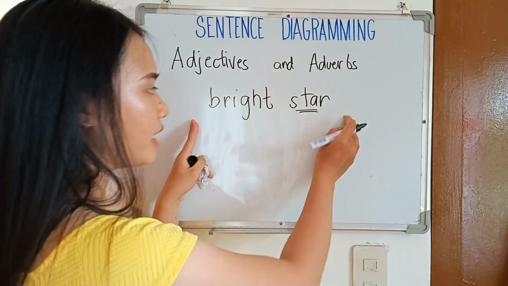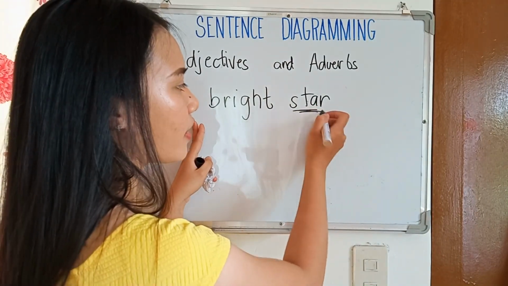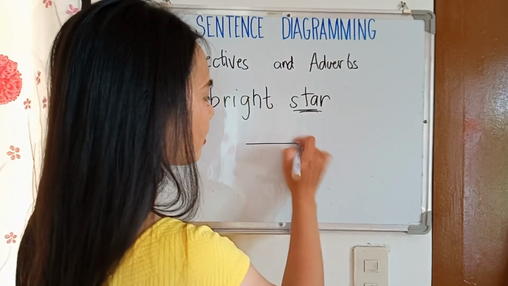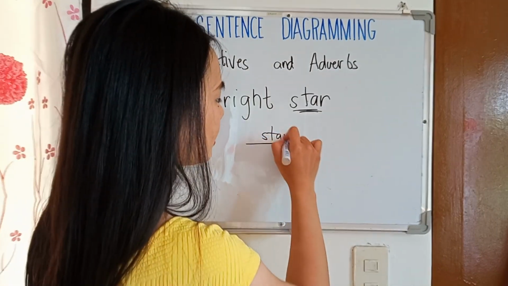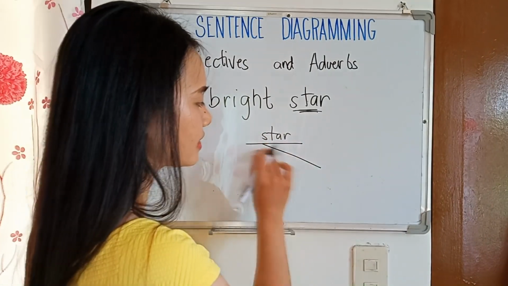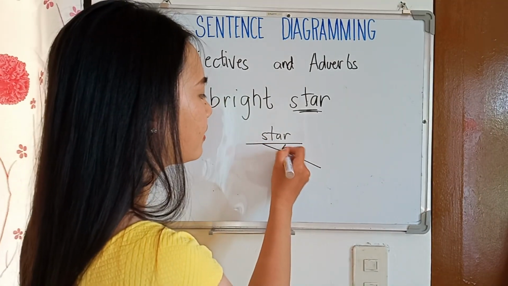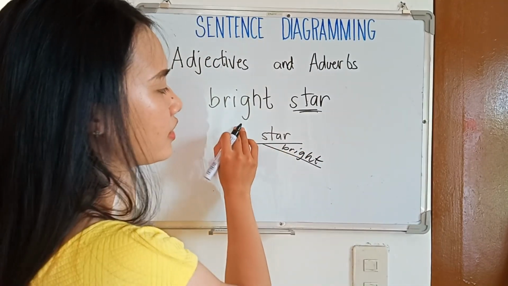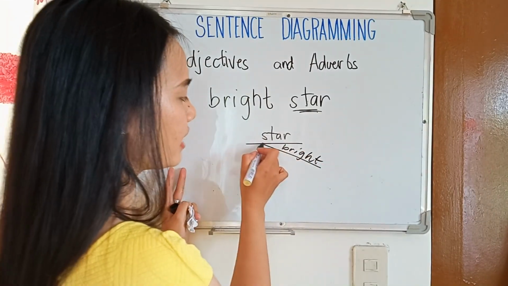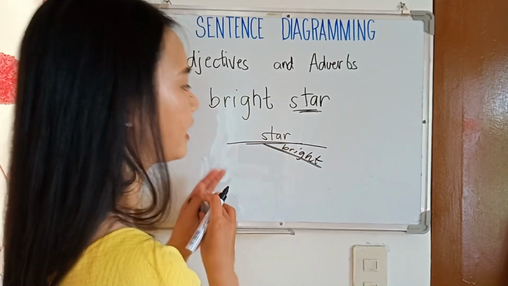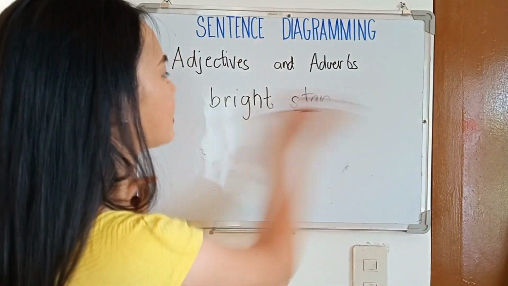Example, in this phrase, bright star, we have here star, the noun being described by the word bright. So we're going to write star here, straight line, and then this is described by this word. So we write it in slanted line and right here, bright star. So all modifiers are written on this line and the nouns, the verbs are on straight line. Another example.